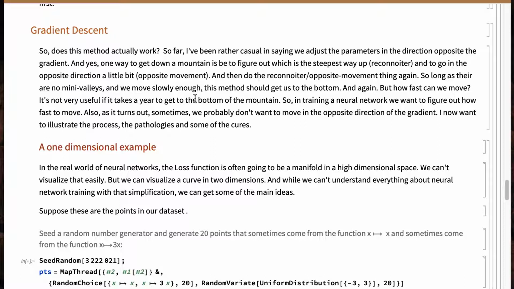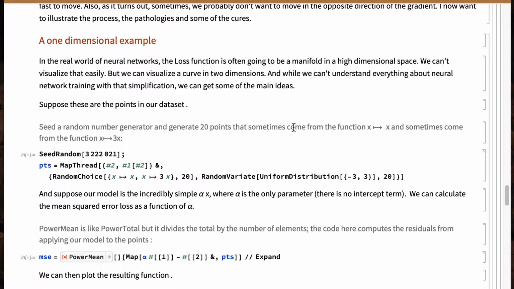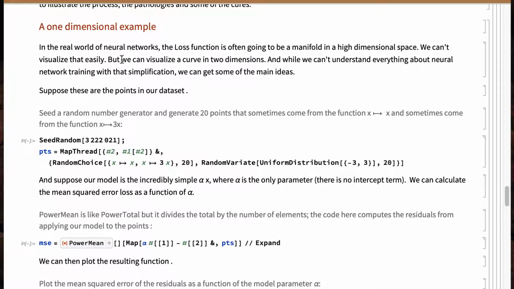So in training a neural network, you want to figure out how fast to move. And because there could be bumps or plateaus, you don't always perhaps want to move in the opposite direction of the gradient. Sometimes you might want to move kind of in the direction of the gradient. So I now want to illustrate the process, the pathologies, and some of the cures that form the guts of neural network training. Again, I'm going to do a toy example for pedagogical purposes.